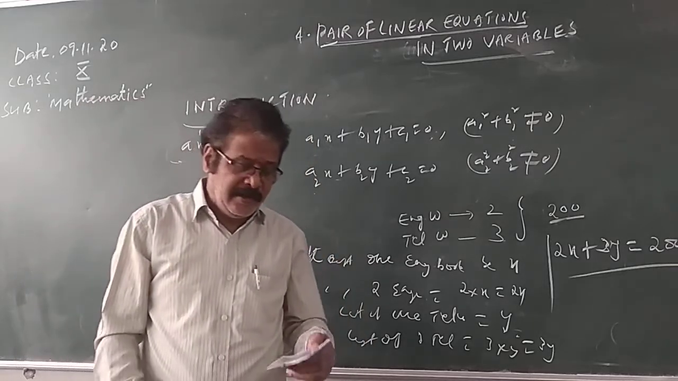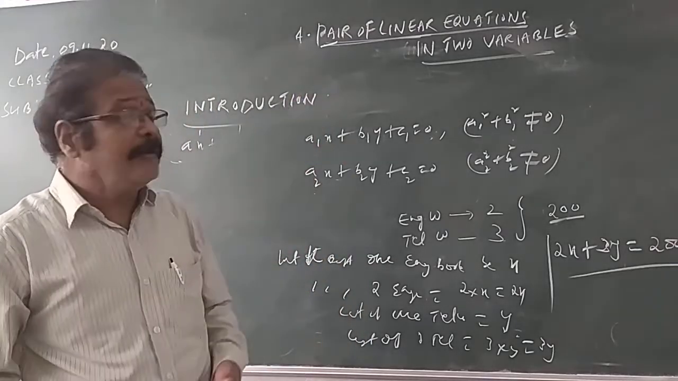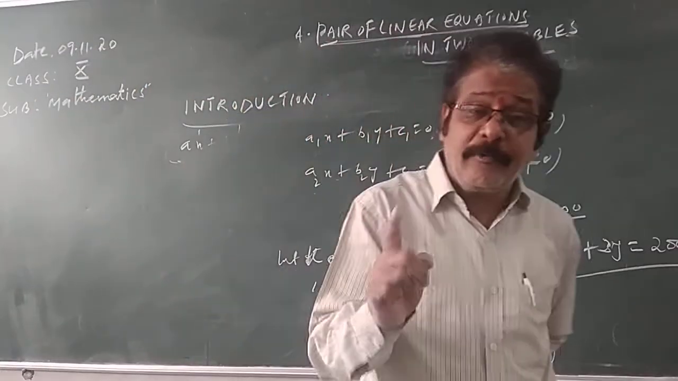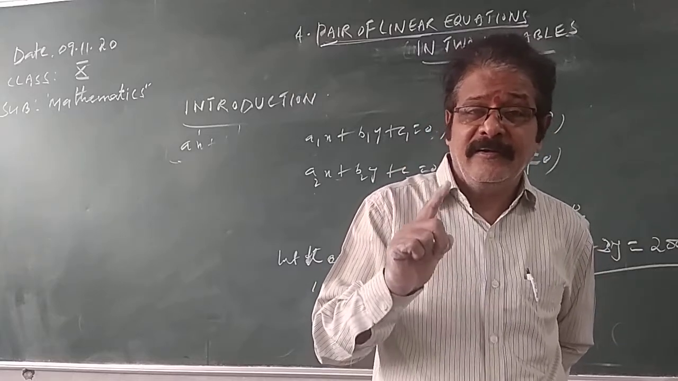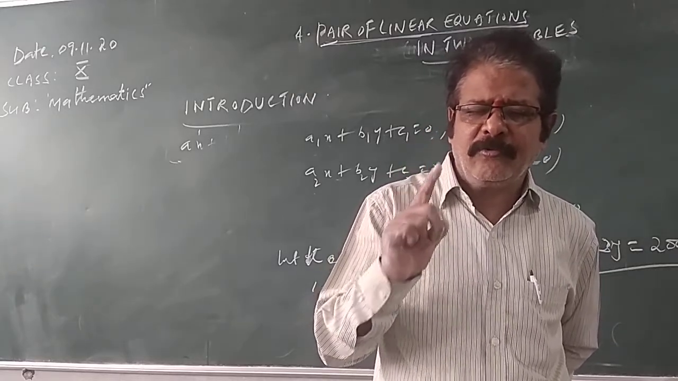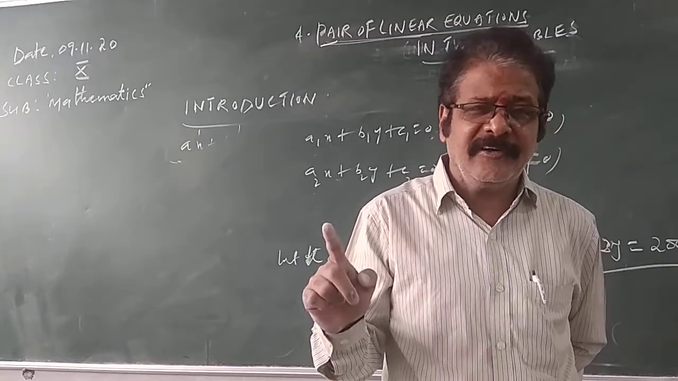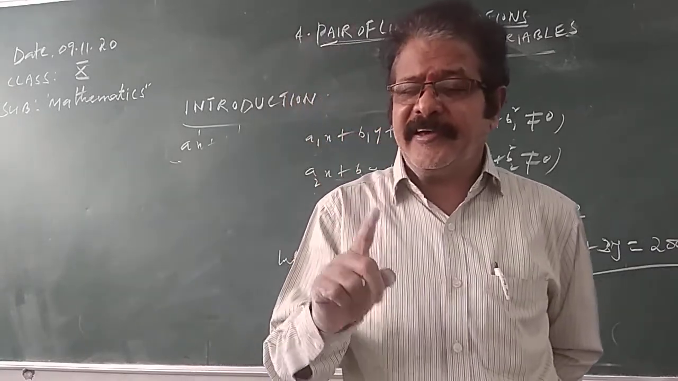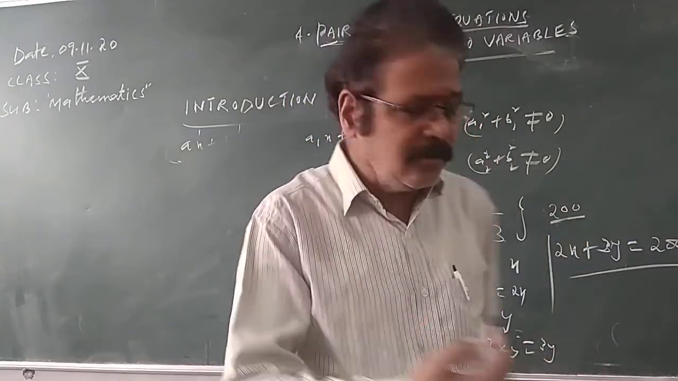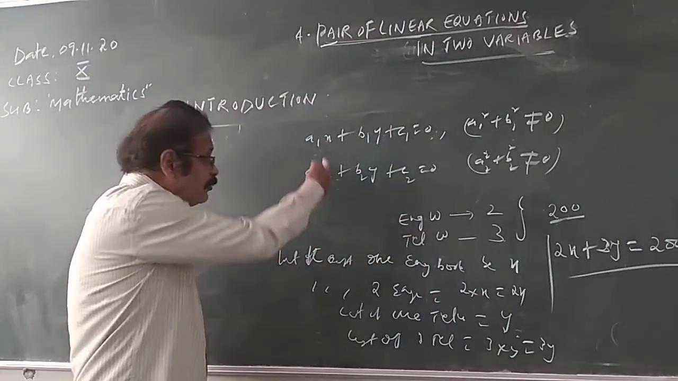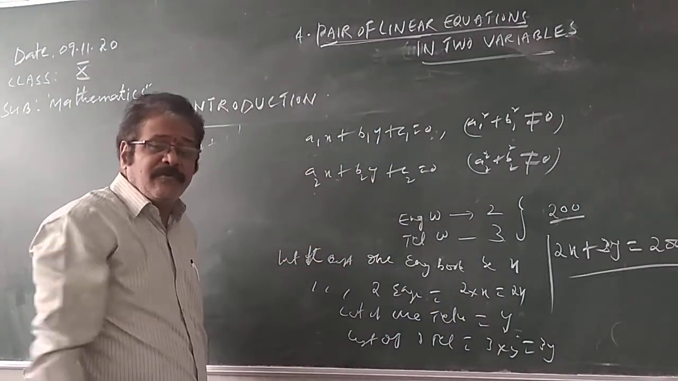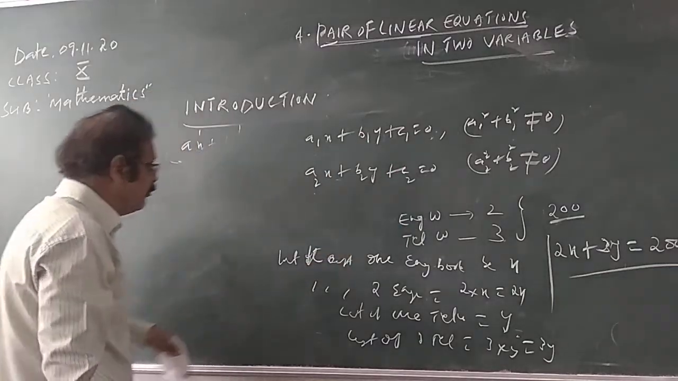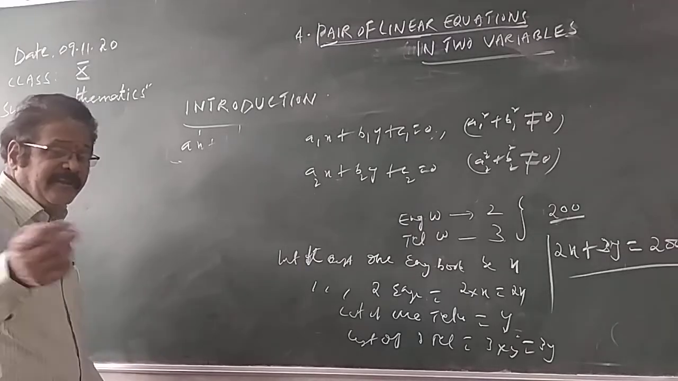I hope you clearly understood this. So our topic is pair of linear equations in two variables. The general form of a linear equation in two variables is ax plus by plus c equal to 0. We wrote two equations here. Pair means two equations with different coefficients: a1x plus b1y plus c1 equal to 0, a2x plus b2y plus c2 equal to 0. So you generate the pair of linear equations in two variables.